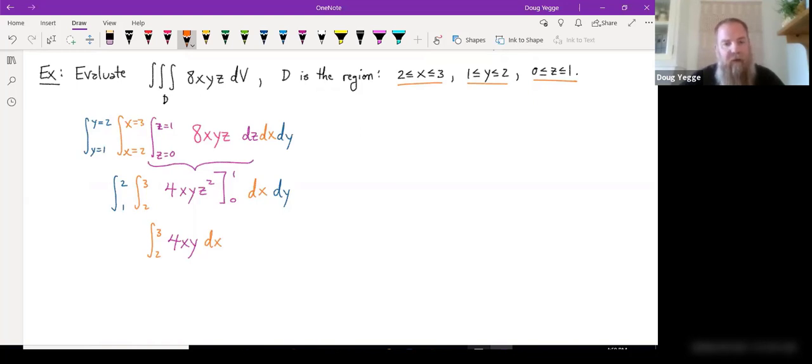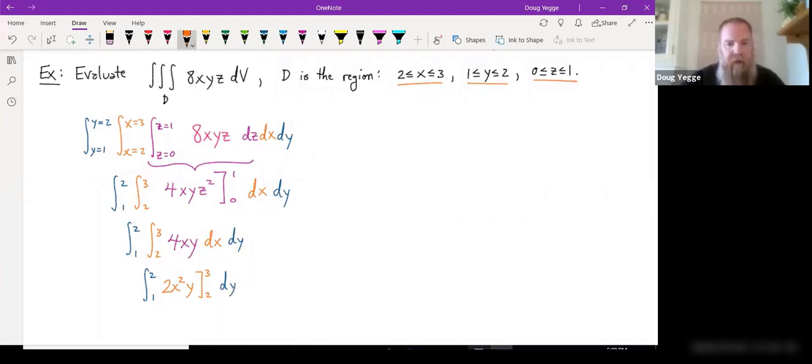1/2 x squared, so that simply becomes 2x squared y, evaluated from 2 to 3. But keep in mind, we're not done, because after we finish that, we're going to have to integrate with respect to y. And whatever that integral is, integrate with respect to y.